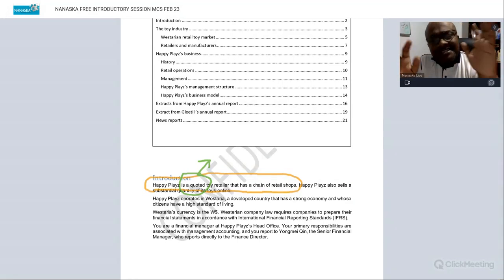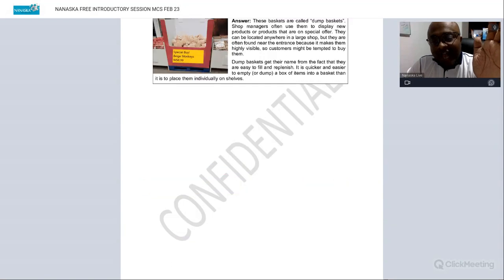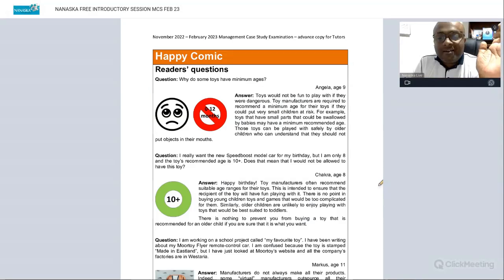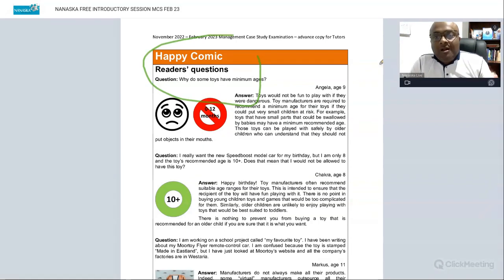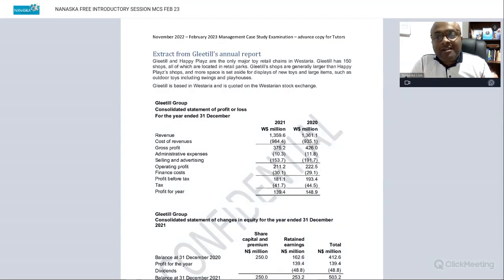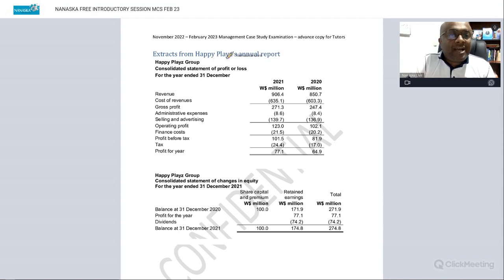So now this is the SEMA pre-scene given. As you can see, there are 25 pages in total here. The last few pages are newspaper articles available in Westraria Daily News. Before that, you have the financials of our company and financials of a competitor as well.